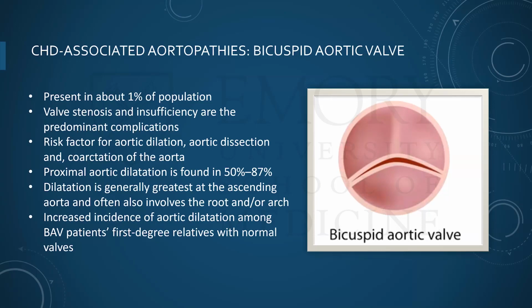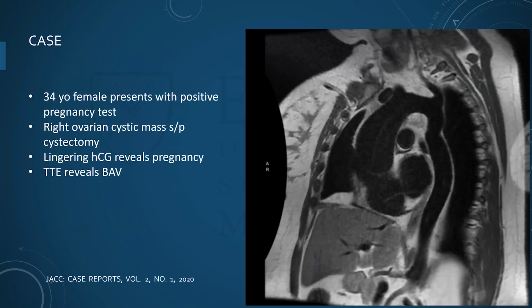There is increased incidence of aortic dilatation amongst patients with first-degree relatives. We'll touch on that as well. And there is also an association with coarctation.